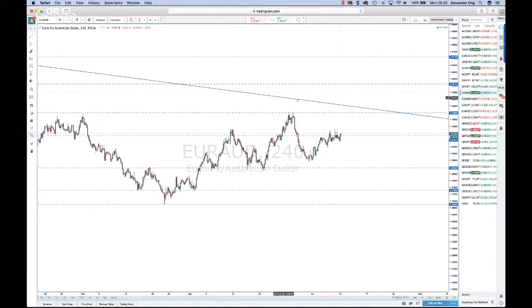So the market's shown that it treats it as resistance in the past. We then have the trend line coming in here, so we've got a lot going for this trade. If we can just pull up to around this area, I'll be more than happy to be a seller at 1.4300.